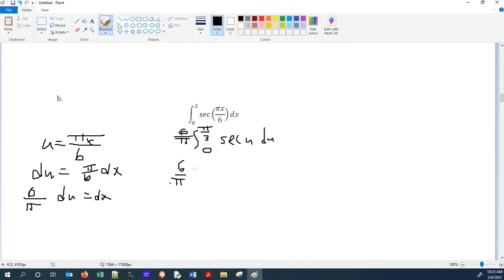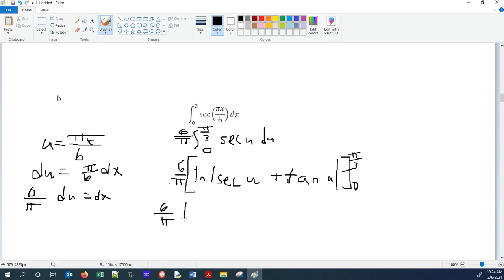The integral of secant u is the natural log of the absolute value of secant u plus tangent u, and we're going to be evaluating that from 0 to pi over 3. So now we need to plug in pi over 3. The secant of pi over 3 is 2, because cosine of pi over 3 is 1/2, and secant is the reciprocal of cosine. The tangent of pi over 3 is the square root of 3.